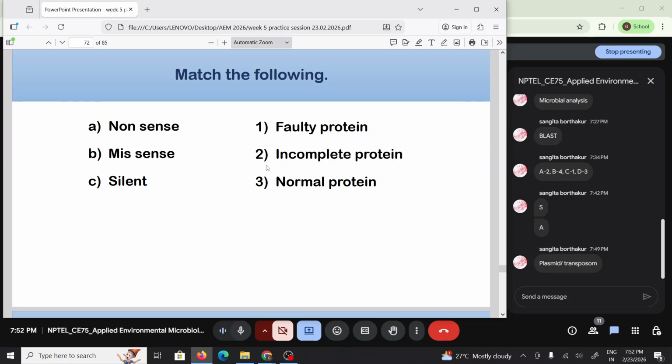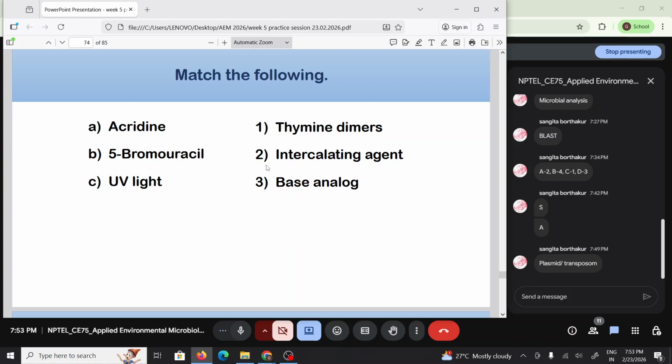I'll just skim through the remaining questions and answers, because we are running short of time. So the next is about the DNA sequence. Sorry, the codons, which is a nonsense codon, missense codon, and silent codon. So a nonsense codon gives you an incomplete protein, whereas a missense codon gives you a faulty protein. And the silent codons give you normal protein.